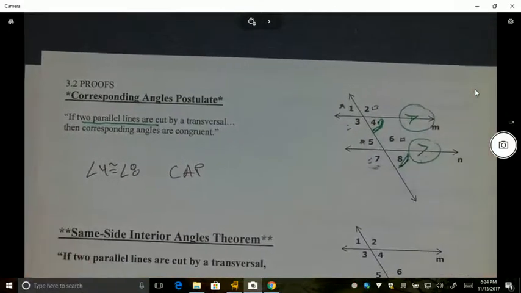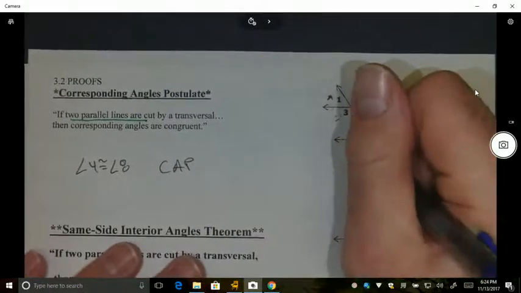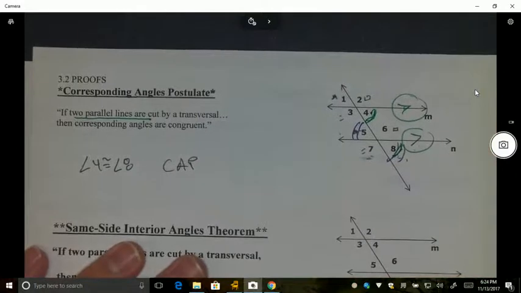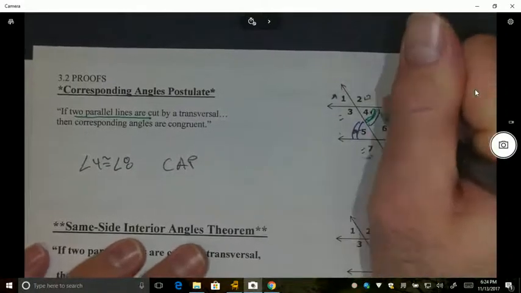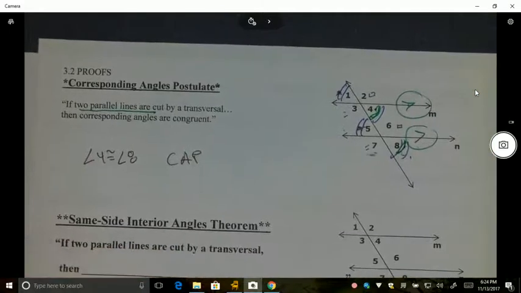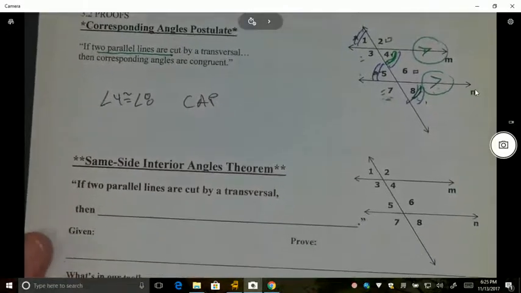By the way, just so you know, vertical angles like 8 and 5 are always congruent with or without parallel lines. 4 and 1 are always congruent with or without parallel lines. So there we see, even in that, sets of corresponding angles.